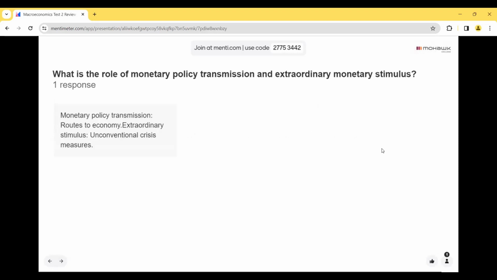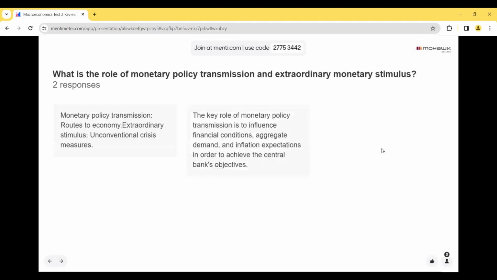Monetary policy transmission routes to the economy, extraordinary stimulus, unconventional crisis measures. The key role of monetary policy transmission is to influence financial conditions, aggregate demand, and inflation expectations in order to achieve the central bank's objectives.